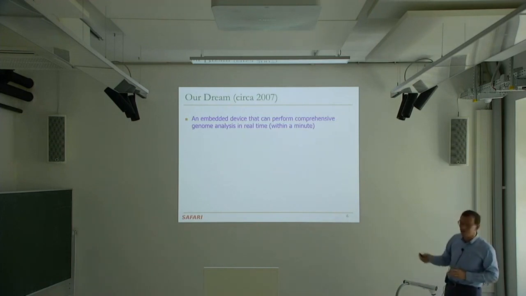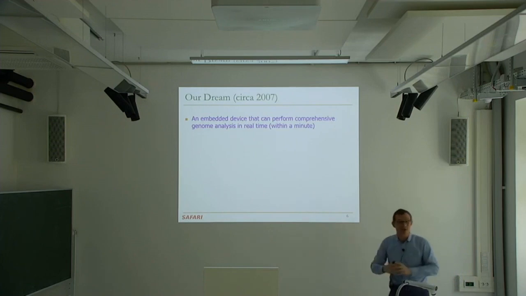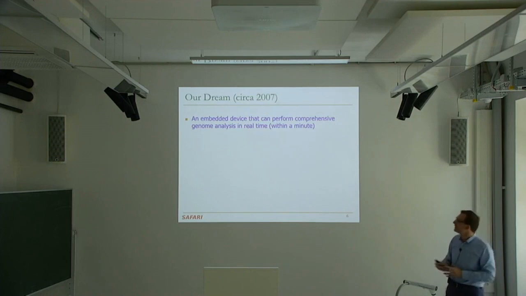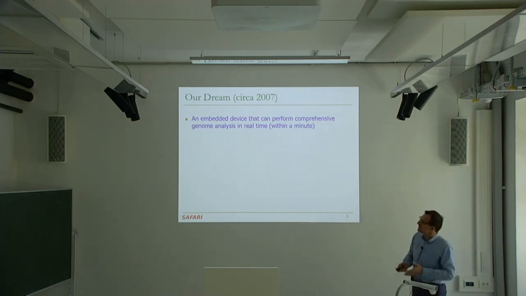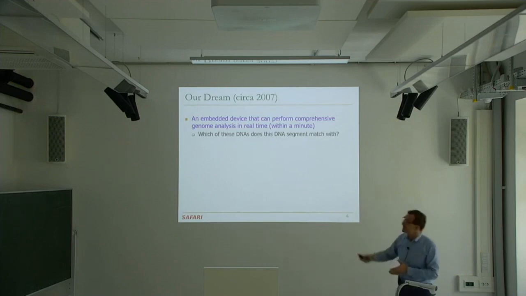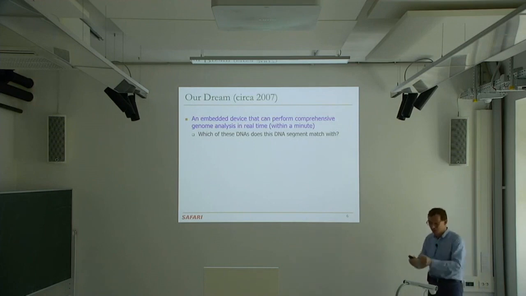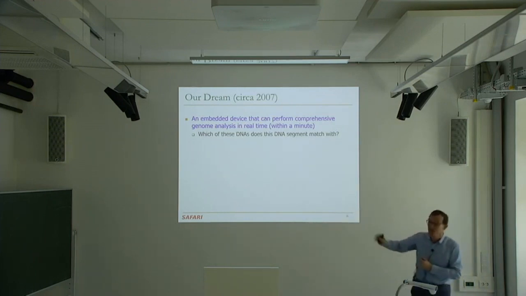We wanted to have a very simple, small device that can sequence someone's genome and analyze it very quickly, let's say within real time. I say within a minute over here, but you can, of course, put bounds. So what does this mean? Basically, this means that you could answer questions like, which of these DNAs does this DNA segment match with? And do it on the spot, for example. You take a DNA sample and you do it immediately.